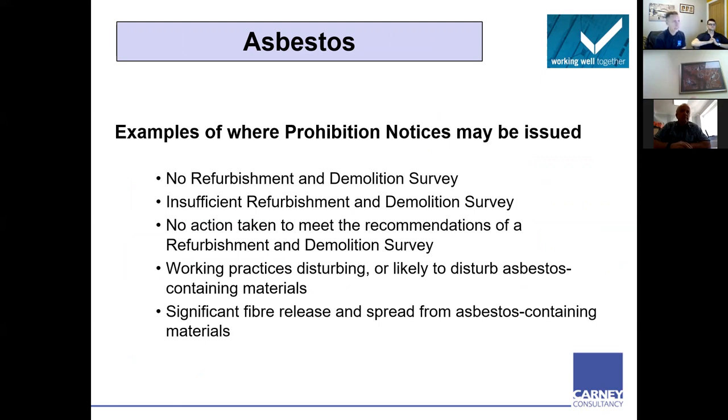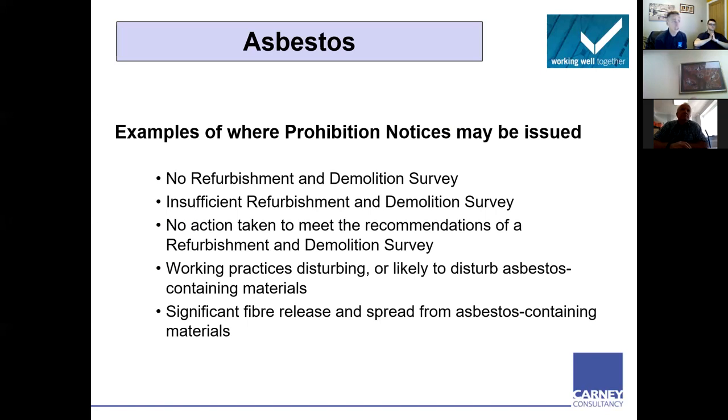So what they're identifying is for a prohibition notice to be issued, or may be issued, there's no R&D survey on site, no refurbishment and demolition survey. What they have noticed in the past is that people are operating off management surveys, which I'm sure you'll agree is just not suitable or sufficient for the activities of a refurbishment project. Our R&D surveys are intrusive surveys. They're going to get below the surface and understand what the building fabric is made of, where a management survey is literally just what's on the surface.